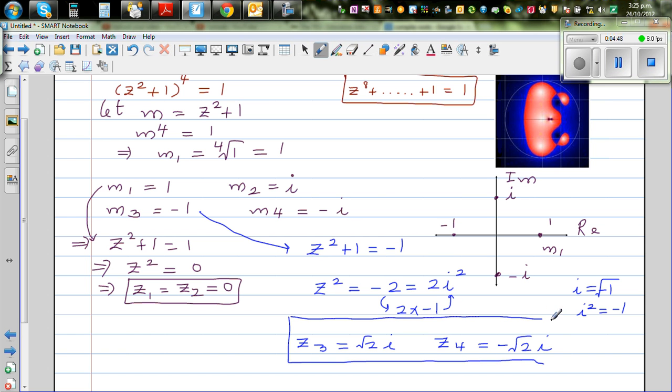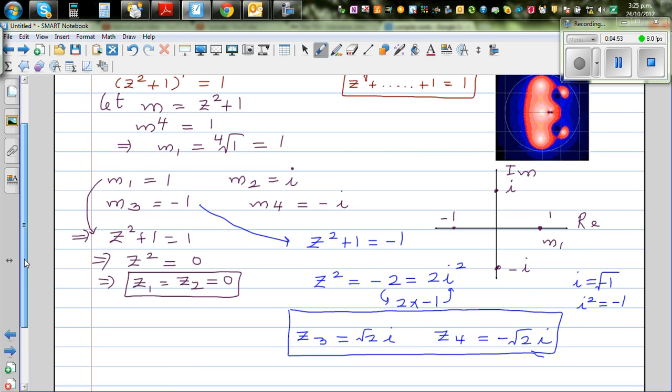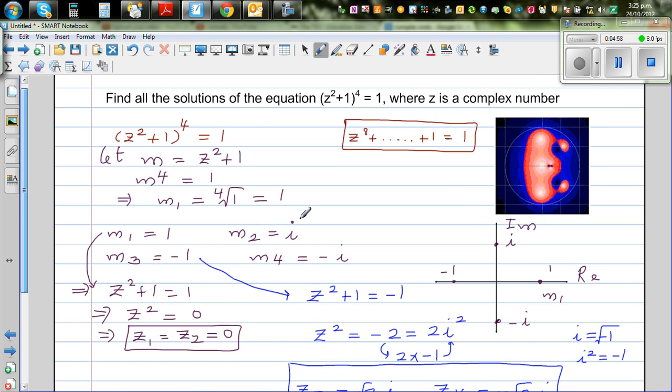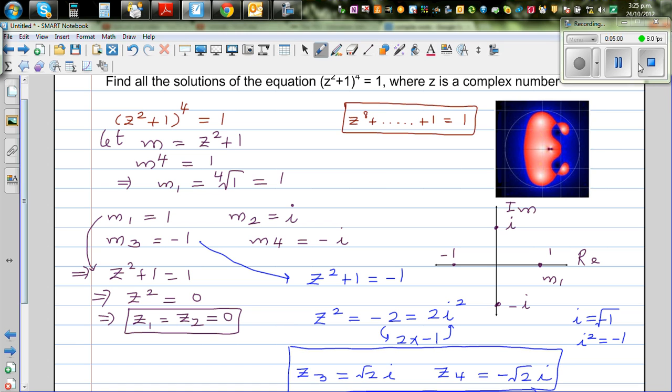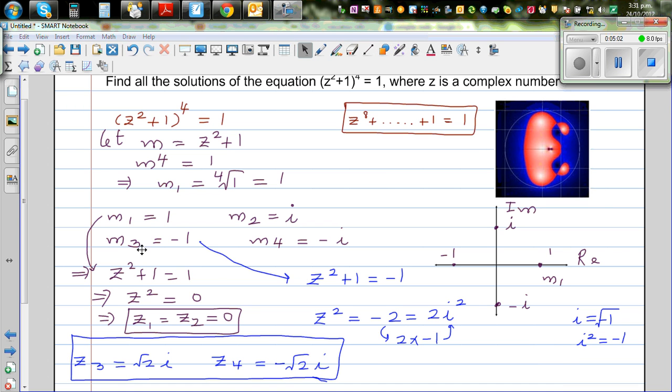So I want you to think about the other roots. You can pause this video. I'll pause this video and come back because I want to use the same space. Okay, so we saw that if m1 is 1, you can write m1 as z squared plus 1 and you get two roots, which is z1 is 0 and z2 is 0. And if m3 is equal to minus 1, we can get two roots, which is root 2 i and minus root 2 i.